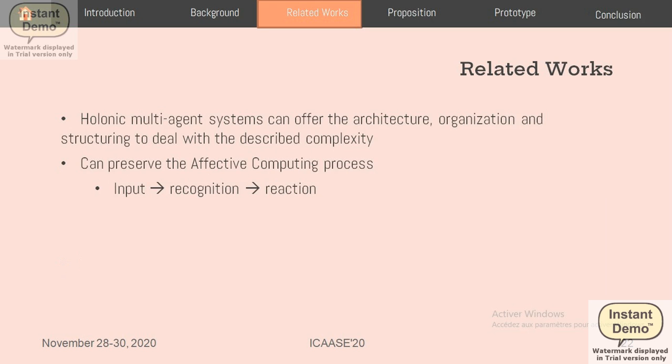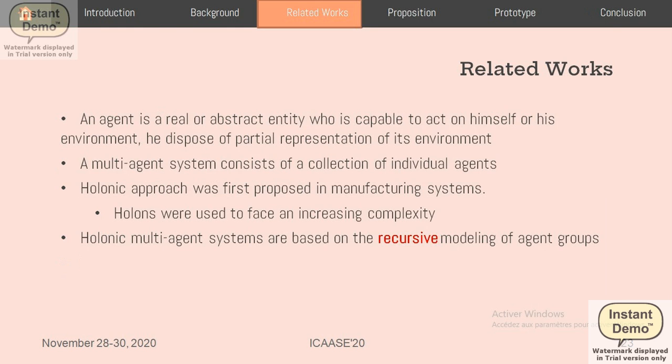The Holonic multi-agent architecture can be the better choice to face this complexity and at the same time preserve a clear structuration that can preserve the effective process. The Holonic multi-agent architecture is based on the well-known notions that are the agent and the multi-agent system. It is defined based on the recursive modeling of agent groups. So basically, every agent can be seen as a multi-agent system itself.